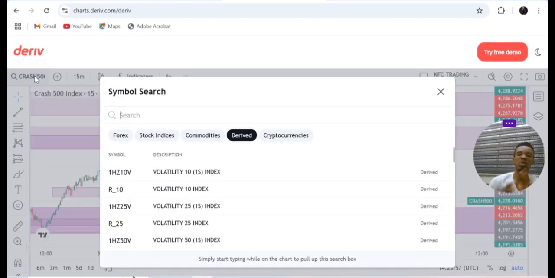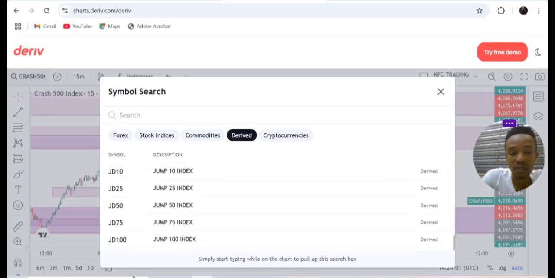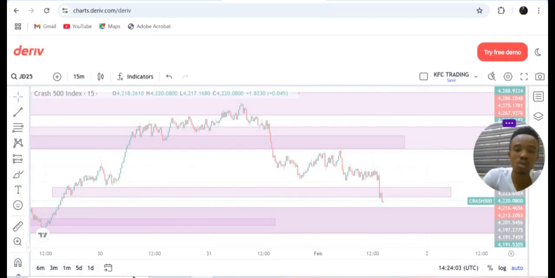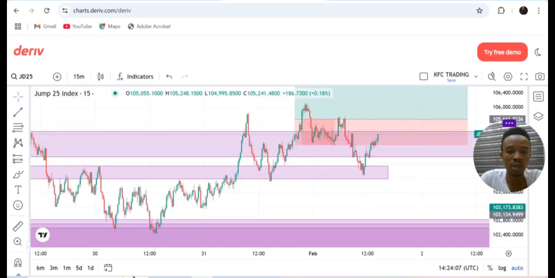Because of this, we're not finding constant entries on Crash 500 and Boom 500, just so that we get A setups. We don't want B setups on those pairs. Sorry, synthetics. Now this is Jump 25.